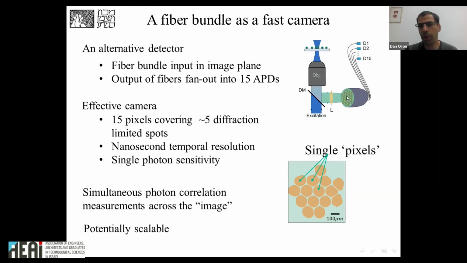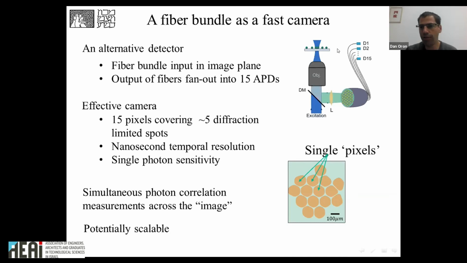Take a fiber bundle, so it's a bundle of many, many multimode fibers, and couple each of these into an avalanche photodiode, which is a single photon sensitive detector. So each of these is a pixel, and each is connected to a single photon detector, which is just an expensive device, a few thousands of dollars. And take all this data and use a correlator, an electronic readout mechanism, to basically give you all the photon arrival times.